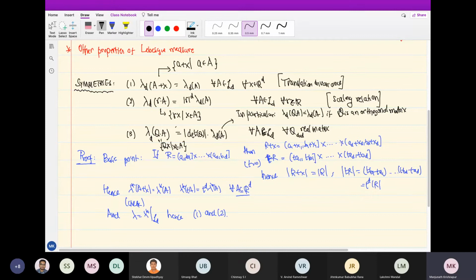So orthogonal matrix means, for example, rotations. That is not all, but rotations. So if you just rotate something, it doesn't change. Another special case is lambda d of QA is 0 if Q is singular, because then determinant of Q will be 0. Yeah, but the first one is important. Orthogonal invariance. Volumes are not only unchanged under translation, but also unchanged under rotations. If I just rotate an object, it should not change its volume. So that's what is being said here. Okay.